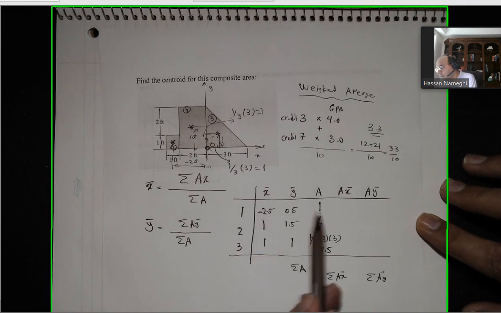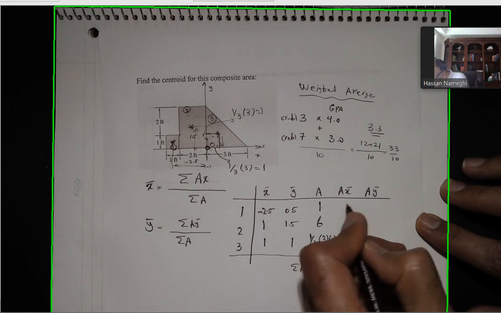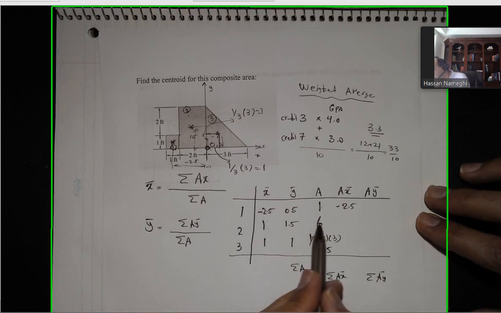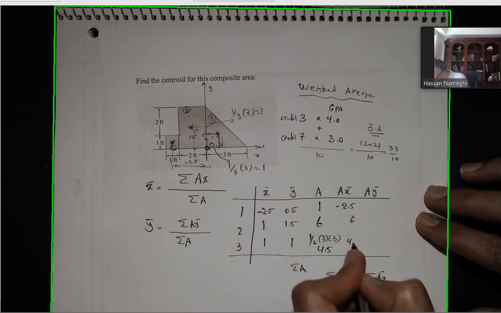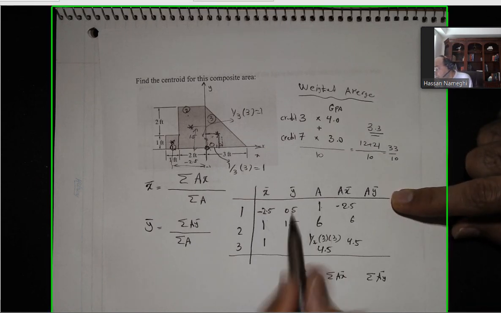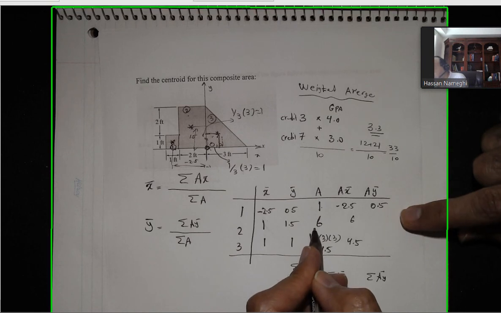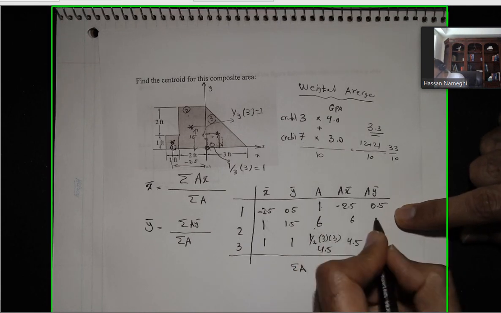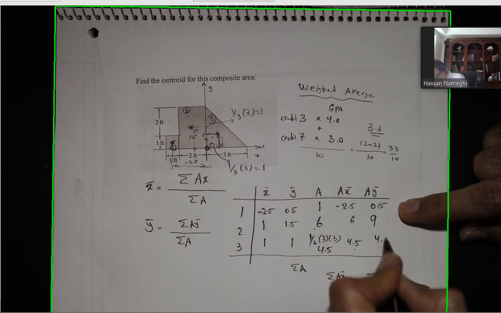So it will be a game from here on. Minus 2.5 times A, I want to find A times x bar, right? Minus 2.5 times 1 is minus 2.5. Then 1 times 6 is 6. 1 times 4.5 is 4.5. Now A times y bar: 1 times half is 0.5, 1 times 6 times 1.5 is 9, and then 4.5 times 1 will be 4.5.